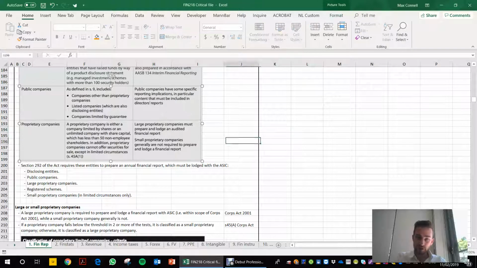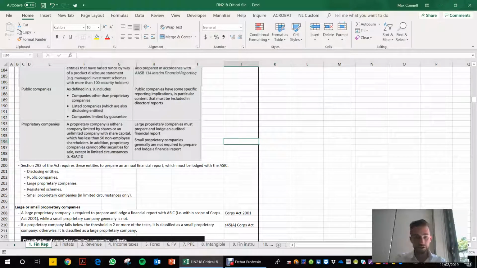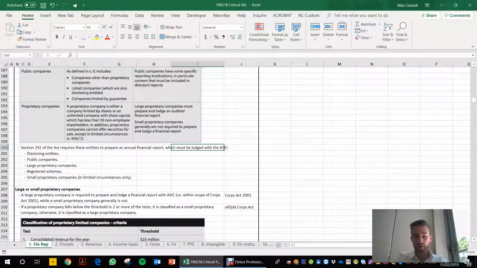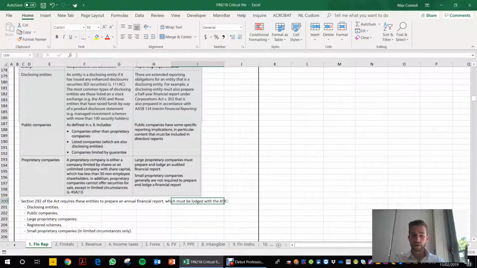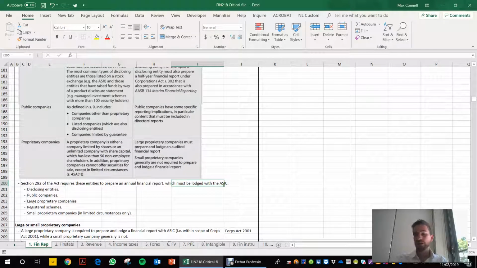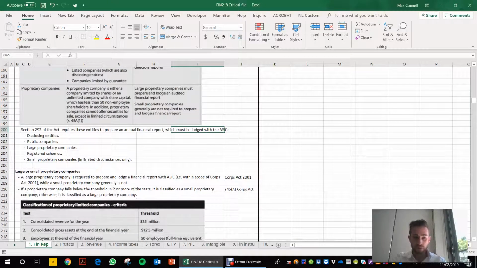So large proprietary companies, so a large Pty limited company, not listed on the stock exchange, just a normal private company, must prepare and lodge an audited financial report. A small proprietary company is not required to prepare and lodge any financial report. A key thing to look out for in questions is whether or not it's listed, because we know if it's listed, they've got general purpose financial reporting and possibly also a half-year financial report. But we know that a private company generally doesn't have reporting requirements unless it's a large company. So we need to know what the large or small proprietary company definition is.